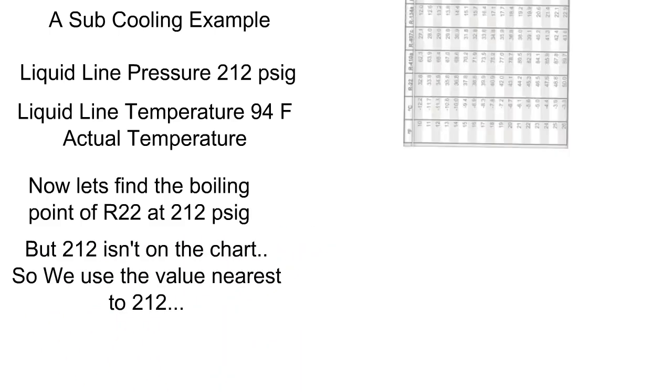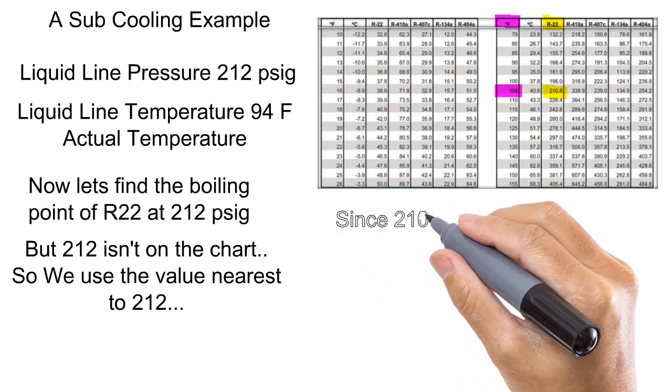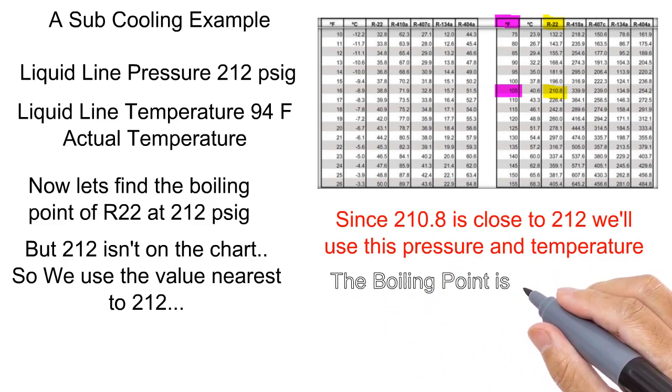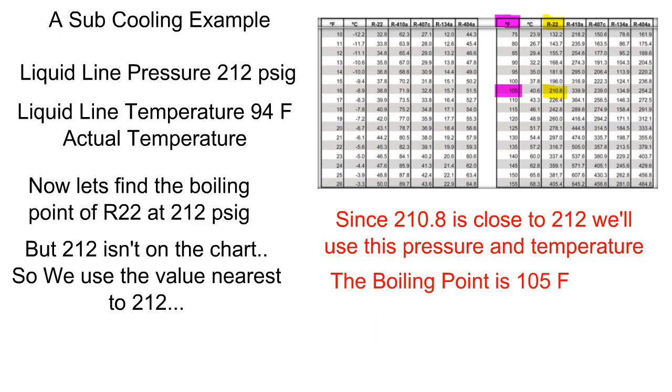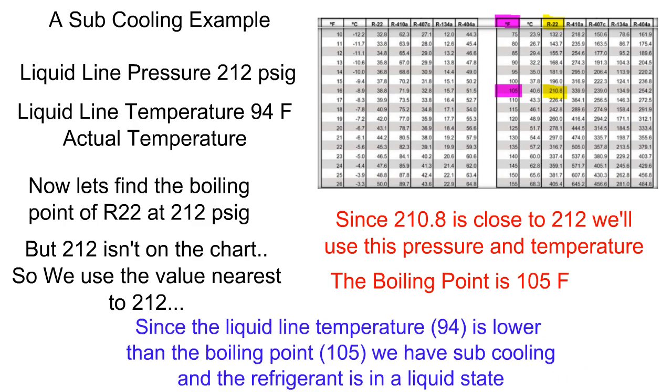But if you look closely at the chart, you'll notice that 212 psig is not on the chart. So we're going to look closely and see if we can find an approximation. So looking at the chart, we see that the 210 value is closest to 212, so we're going to use that pressure. And the boiling point for 210 is 105 degrees.